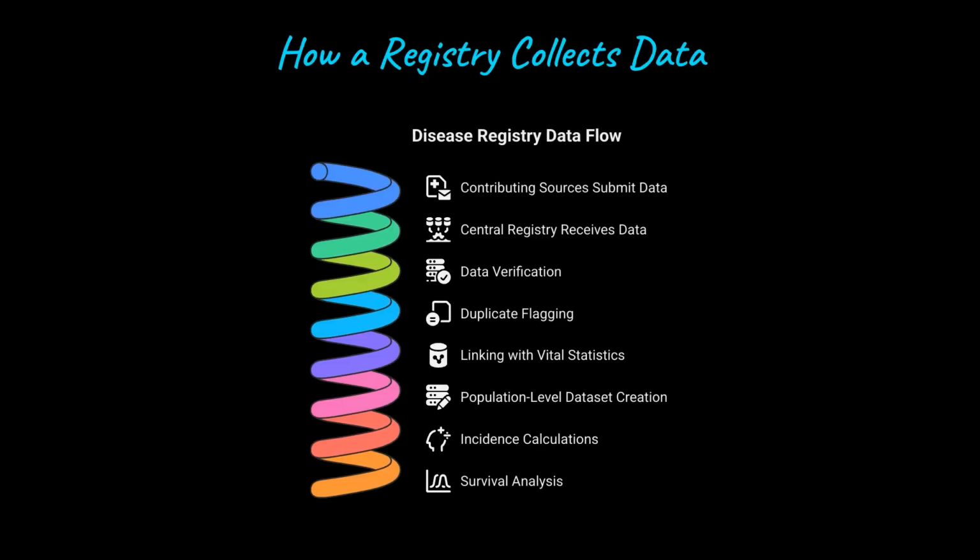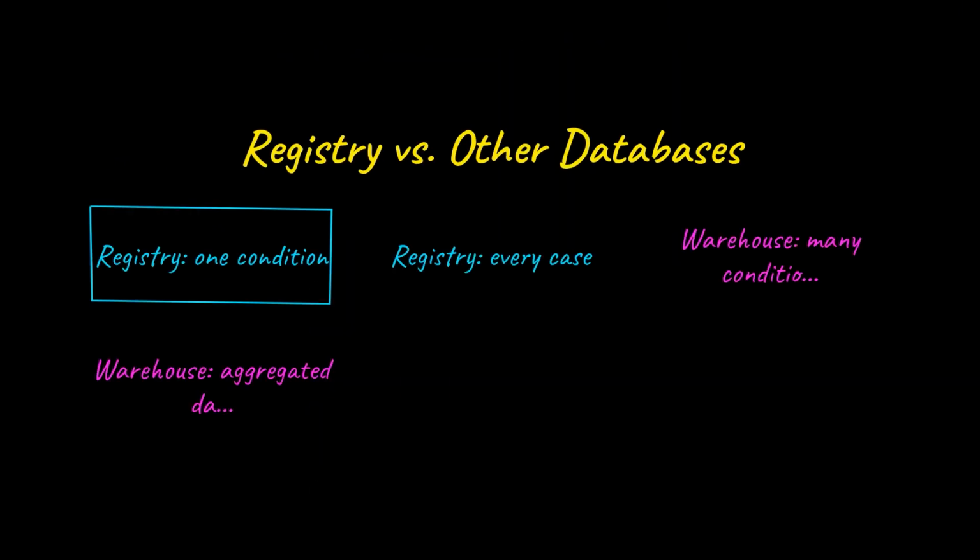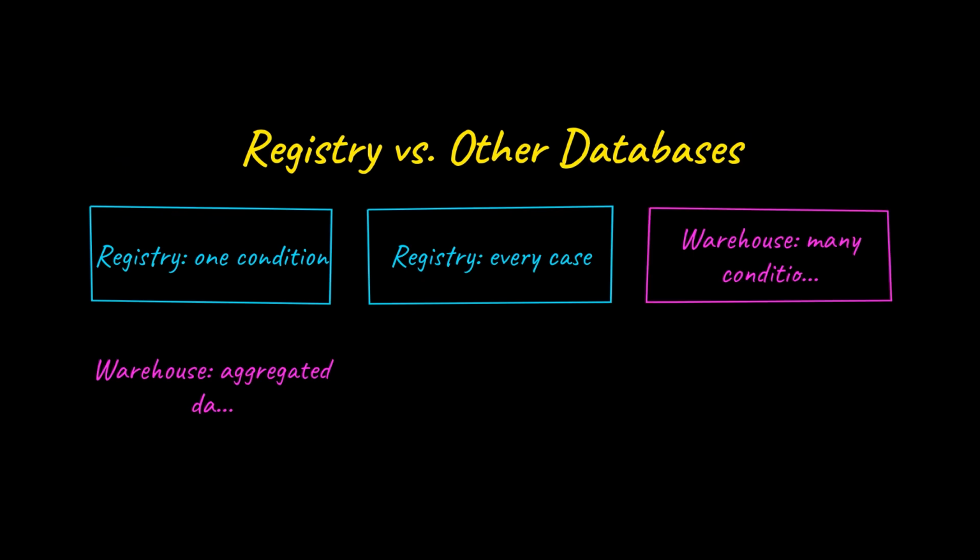Hospitals, clinics, and laboratories submit standardized records on every qualifying case. Registry staff verify records, remove duplicates, and link with vital statistics, creating a population-level data set that tracks patients from diagnosis all the way to death. The critical exam distinction is that a registry is condition-specific and population-based. It stores elements relevant to one condition for every case. A data warehouse aggregates many kinds of data across many conditions. If the database is built around one condition, it's a registry.